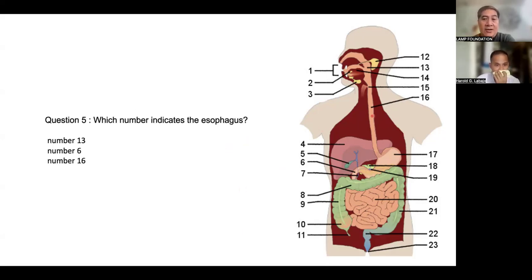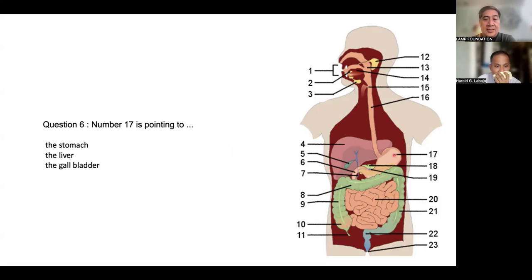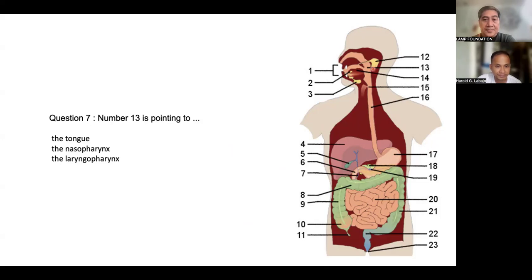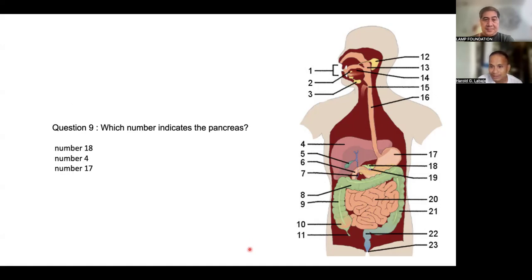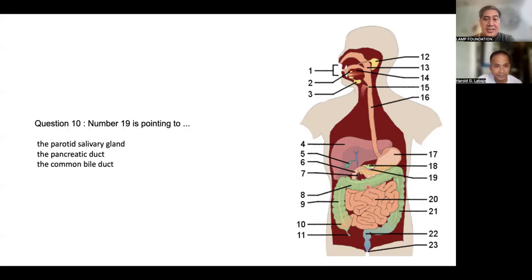Which number indicates the esophagus? Number 16. Number 17 is stomach. Number 13, the nasopharynx. Water and minerals are reabsorbed into the blood in the large intestine. Which number indicates the pancreas? Pancreas, number 18.